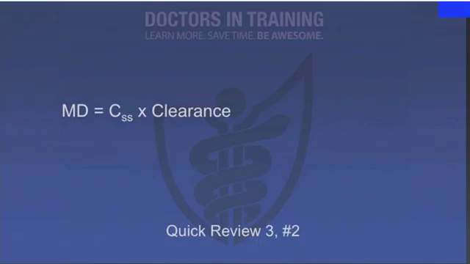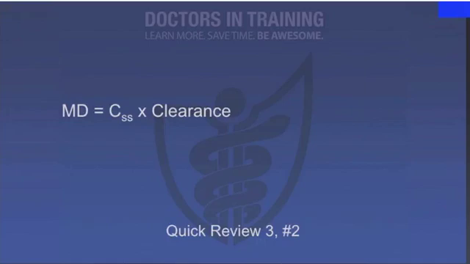What is the clearance of drug Y in this patient? So you need the equation: maintenance dose is equal to concentration at steady state times your clearance. You can rearrange that equation for clearance is equal to maintenance dose divided by the concentration at steady state.